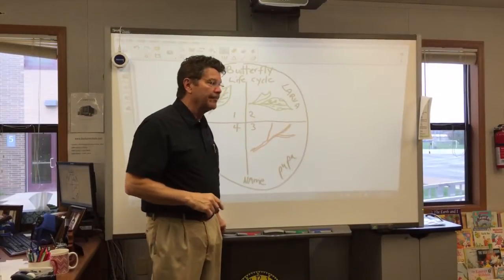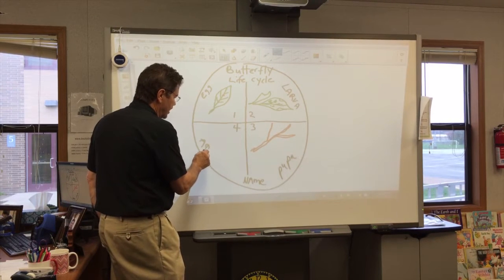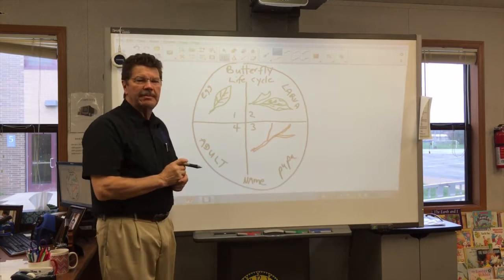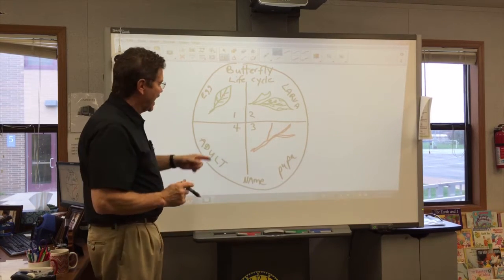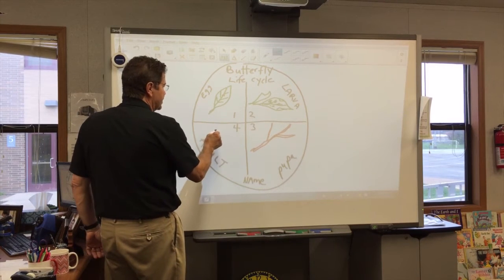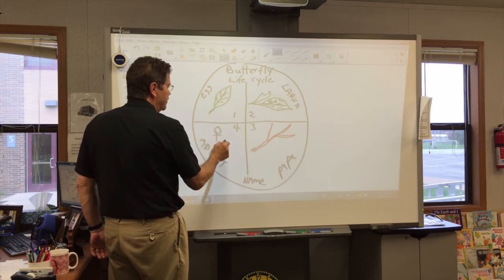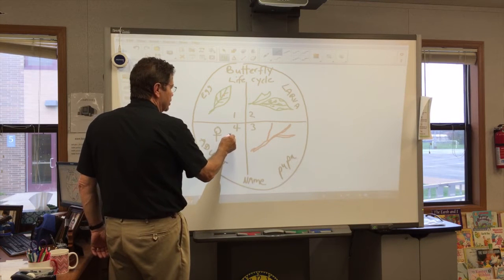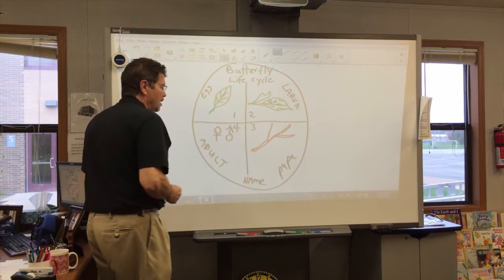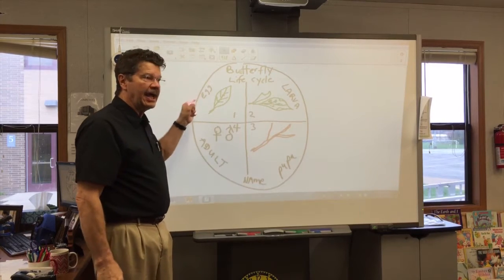Stage 4 is the adult butterfly. So let's go ahead and write adult, A-D-U-L-T. Now I'm going to write something that might be new to you. After I write adult, before we can get an egg, I'm going to make this symbol right here. This symbol stands for a female, and this symbol stands for a male, because you need a male and a female in order to get the egg.